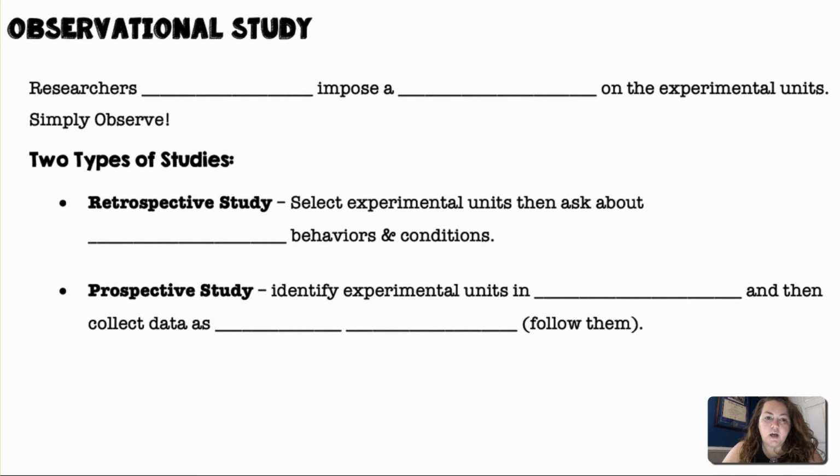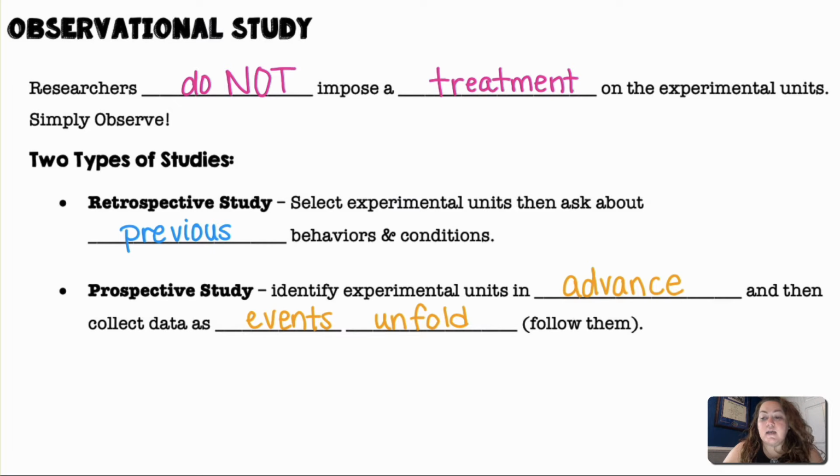All right, an observational study is when researchers do not impose a treatment on the experimental units. They simply observe. Two types of studies are retrospective and prospective studies. In a retrospective study, we select the experimental units, then ask about previous behaviors and conditions. In a prospective study, we identify the experimental units in advance and then collect data as events unfold. So we follow them.